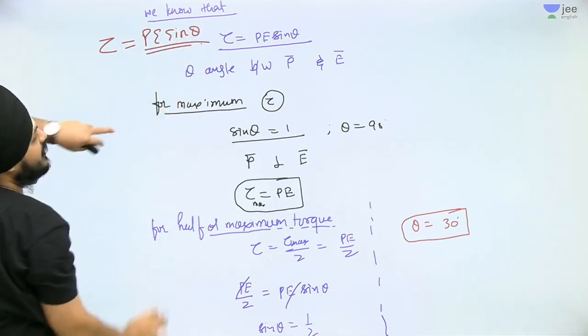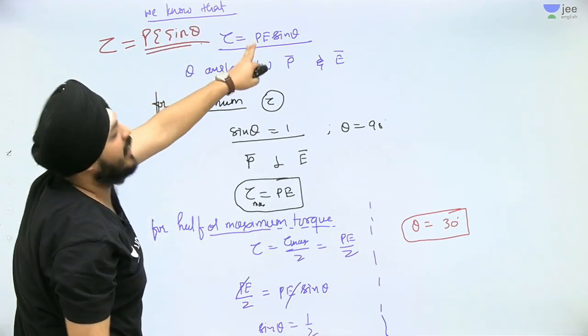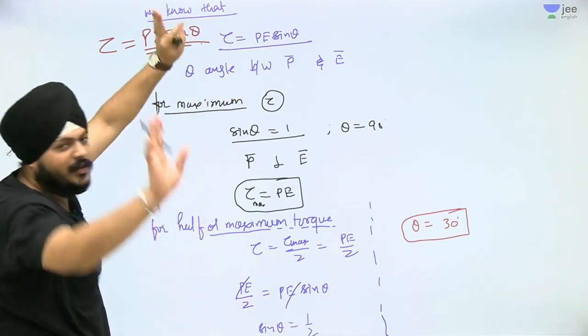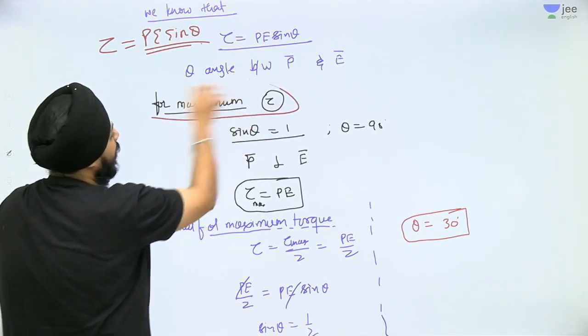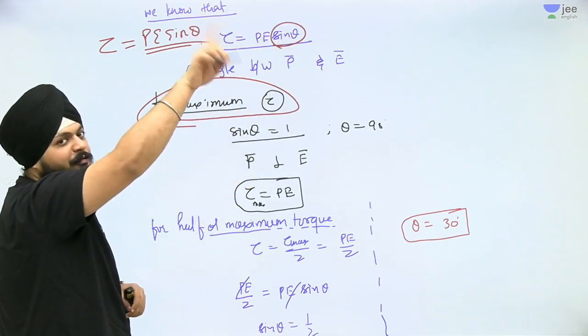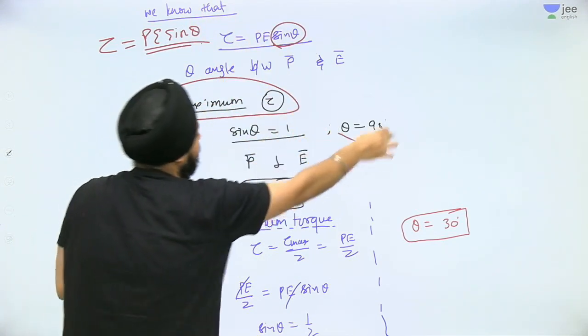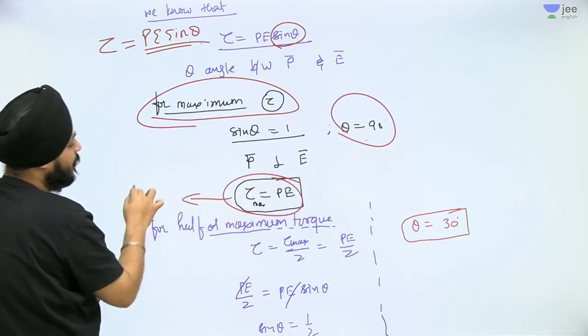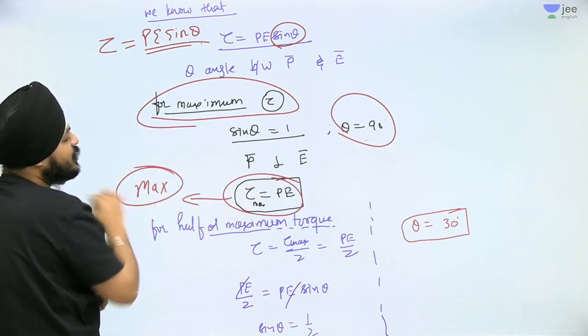Tau is equal to PE sin theta. Now, theta is the angle between the dipole moment and the electric field, which you all are aware of. For maximum torque, we need sin theta to be 1, and for sin theta to be 1, we need the angle to be 90 degrees. So in that case, the torque is maximum.